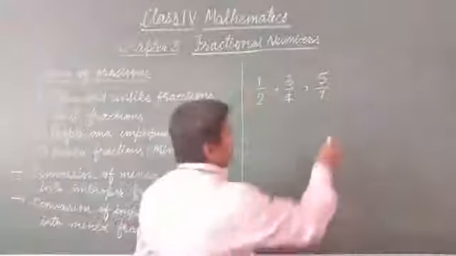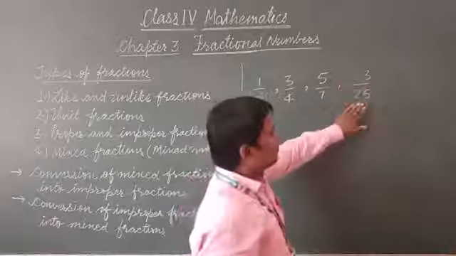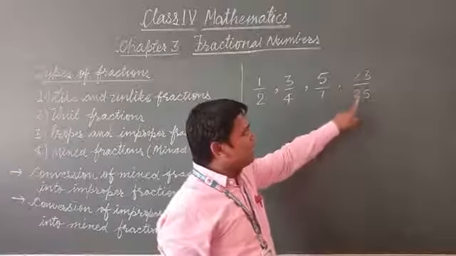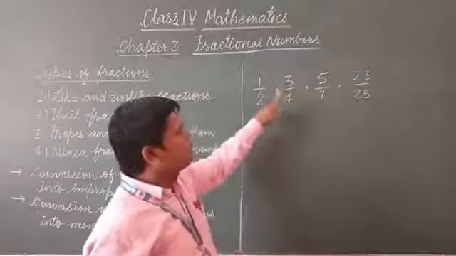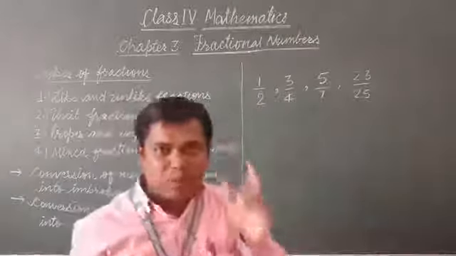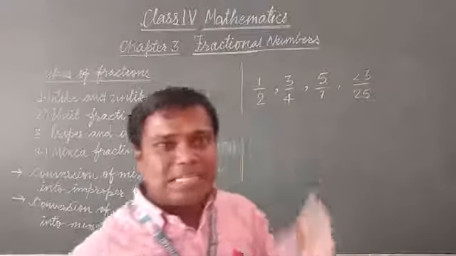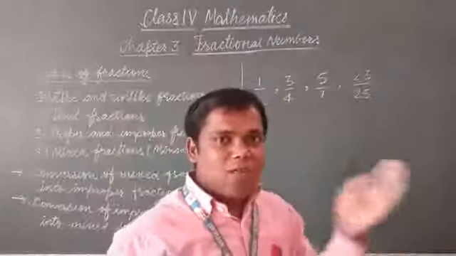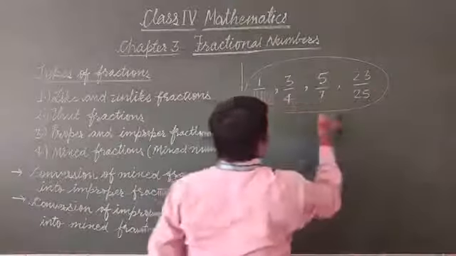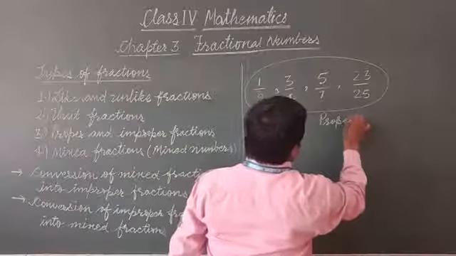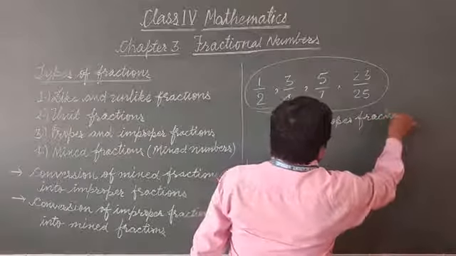You can take a bigger number also, 23 by 25. Numerator is 23, denominator is 25. In each, the numerator is smaller than the denominator. So in the fractions, if numerators are smaller than denominators, the fractions are called proper fractions. So these are the examples of proper fractions.